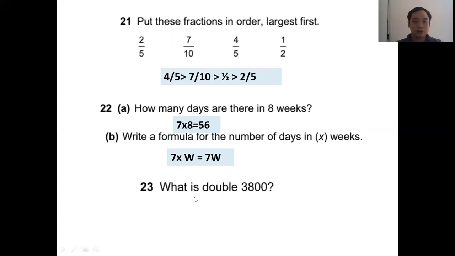Question 23. What is double 3,800? Double this means you take 2 multiplied by 3,800. The answer will be 7,600.